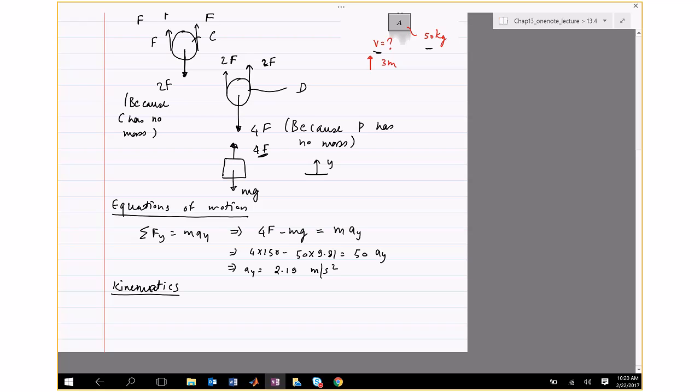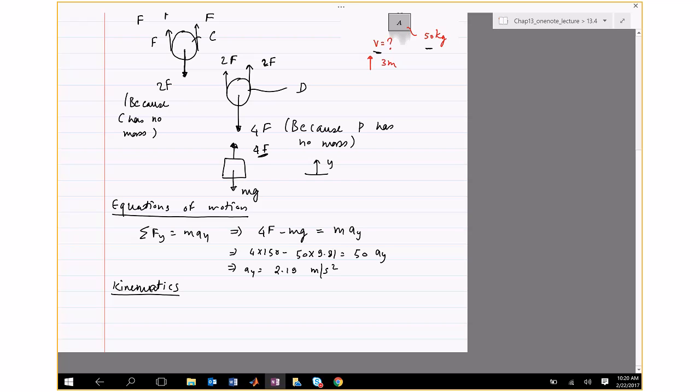So we've been given that block A moves from rest by a distance of 3 meters. We're going to find the velocity when the block has moved 3 meters. So there are 3 formulas, right? What are the 3 formulas for the kinematics in the y direction?